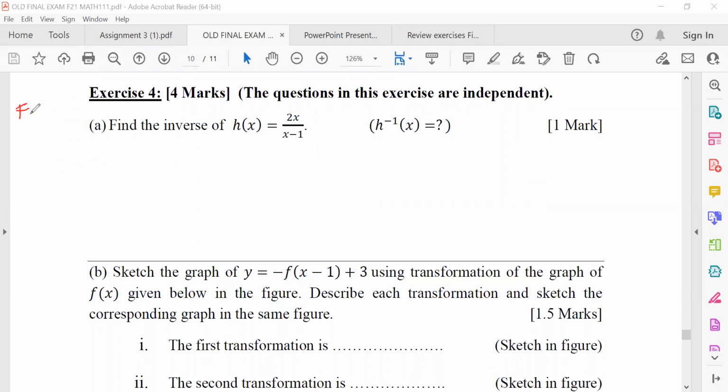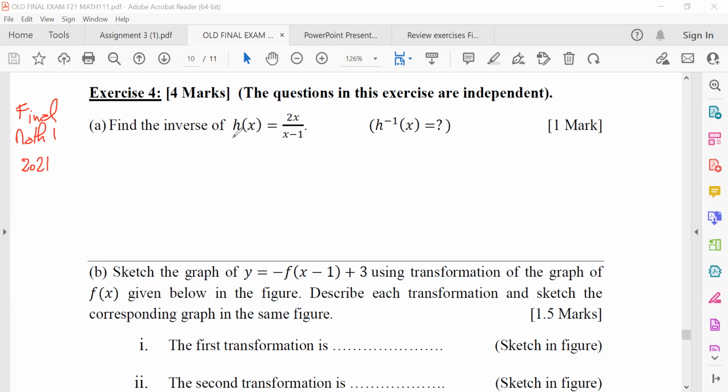So final math exam, the year 2021. In this exercise about the functions, the first question is to find the inverse function h inverse.